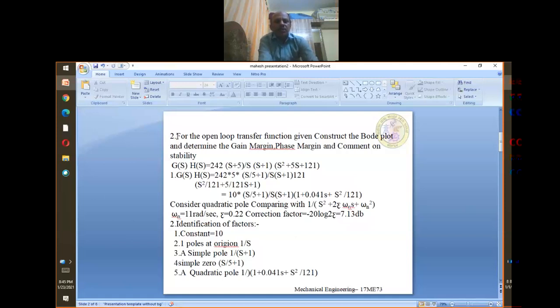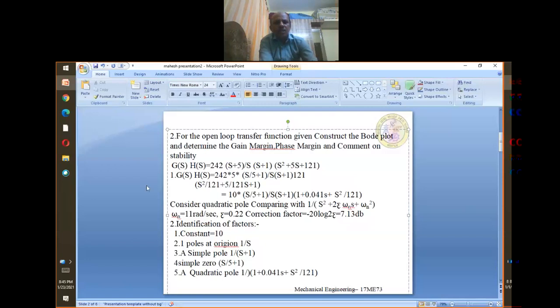In presentation 2, I have taken another problem where we will come across a quadratic pole. Let us consider the problem. For the open loop transfer function given, construct the Bode plot and determine the gain margin and phase margin, and comment on stability. This is the given problem: G(s)H(s) = 242(s+5) / [s(s+1)(s^2+5s+121)].